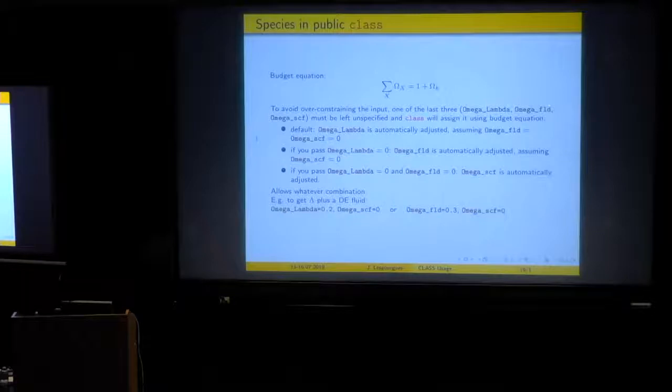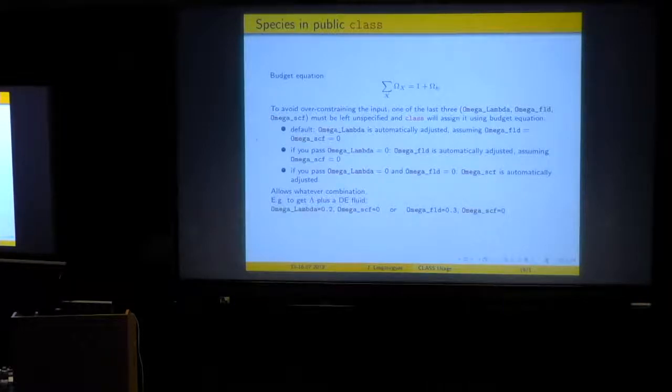Now, suppose you want instead to have not lambda, but a dark energy fluid. Then to let the code know that omega lambda should not be automatically adjusted, you must say omega lambda equal to 0. And then automatically the code knows that it should go to the next level. It should assume that omega scalar field is 0, and it will adjust automatically omega fluid. Unless you have set both of them to 0, and then the code expects that it should make the complement to 1 with the scalar field. So this is the logic when you want only one of the three.